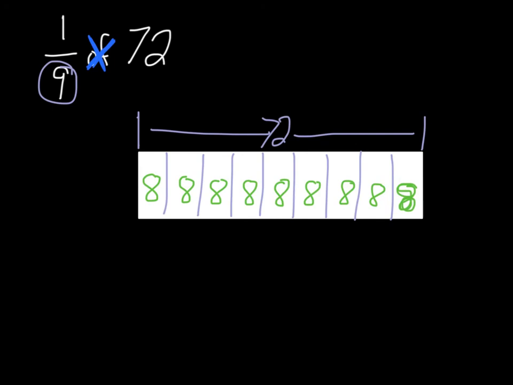And then I just want one of these 9s. So I just want one of these pieces here. Well, that one piece is equal to 8. So 1/9 of 72, or 1/9 times 72, is equal to 8. The bar diagram lets us visually see how the number is being chopped up, and why, when we just take a portion of it, we are getting something smaller than what we started with.